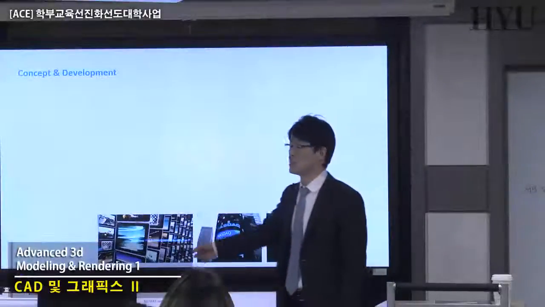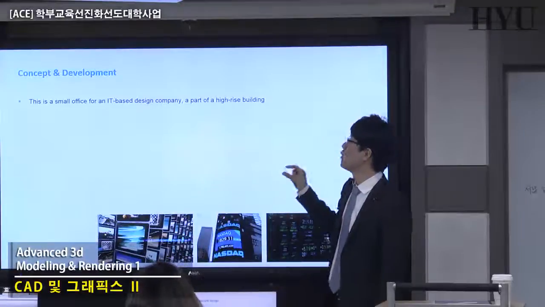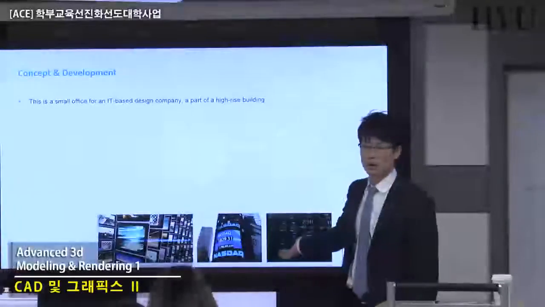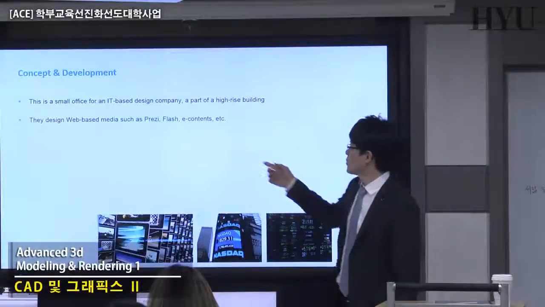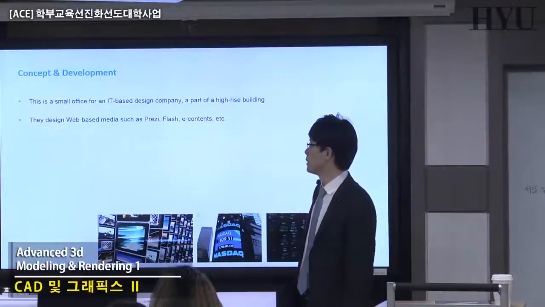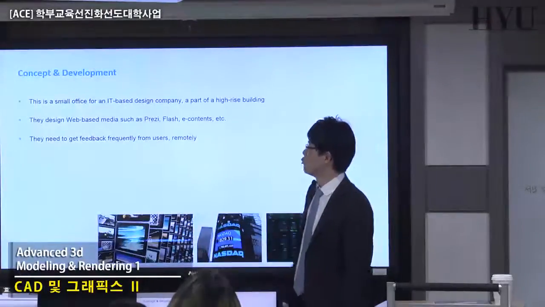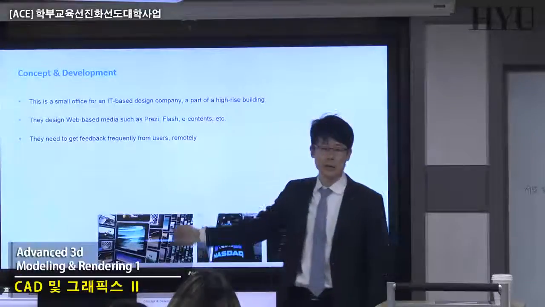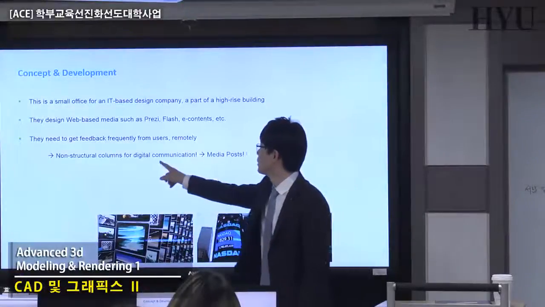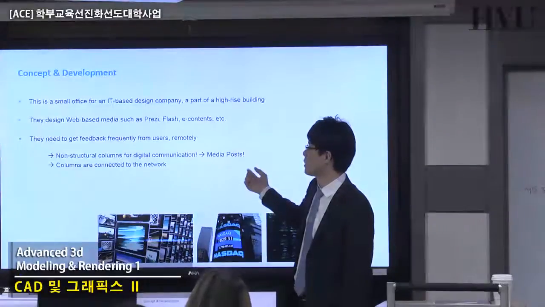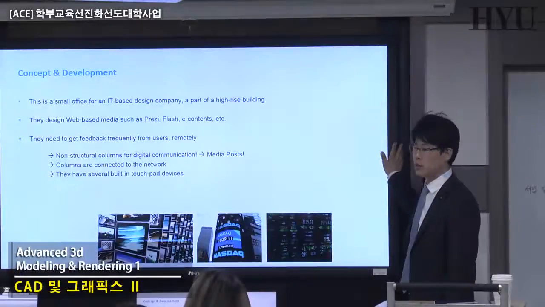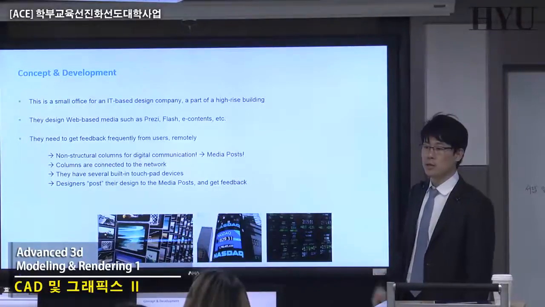According to this process, let me briefly introduce a quick representation of design. Let's take a look at reference images. Here is the concept. This is a small office for an IT-based design company. Just imagine you are working at some Facebook office or Google office, something like that. So Prezi, Flash, e-content based, probably game development, software company, whatever, a small size company. So we need to get feedback frequently from users, especially through Facebook or Twitter, whatever. So we need a screen. We need a number of communication media. So media post, that's one of the concept words, and connection to the network and touchpad devices, wall mount touchpad like this screen, and so on. That's the major concept.